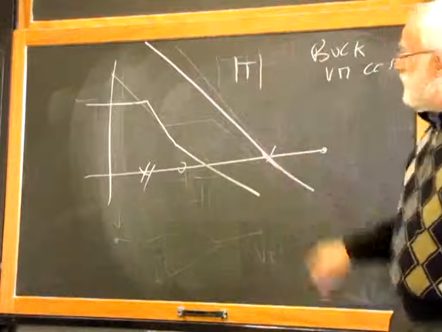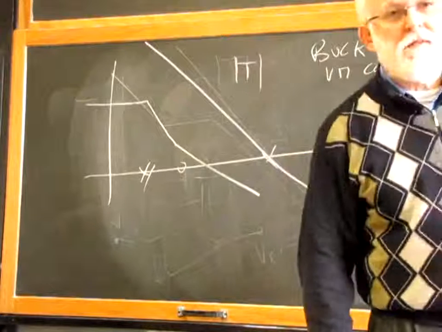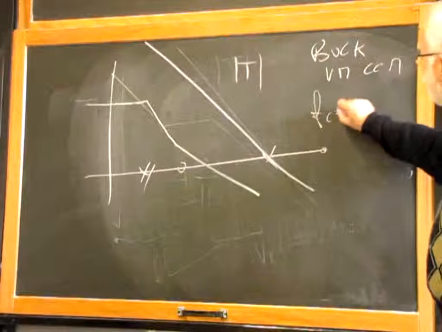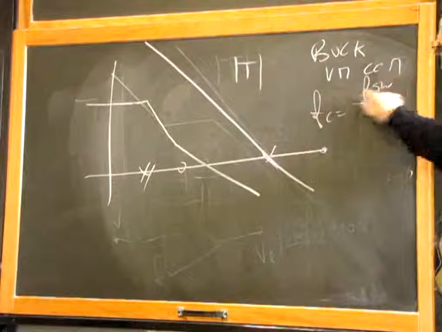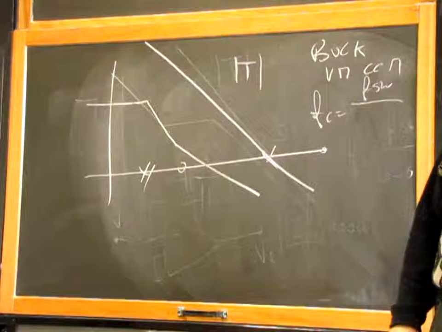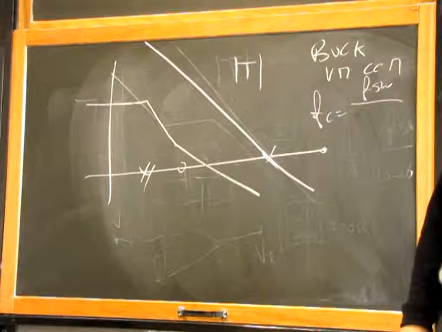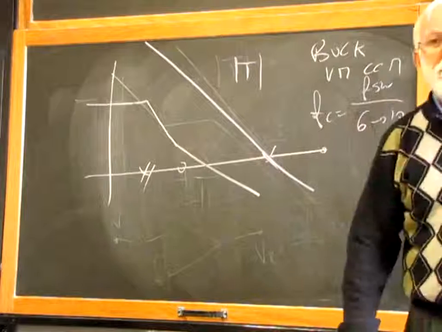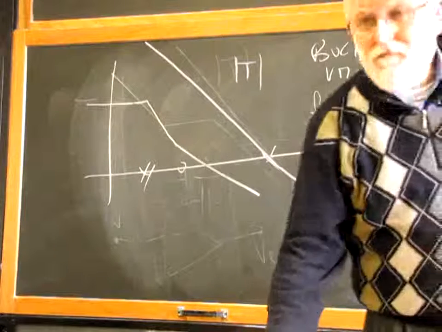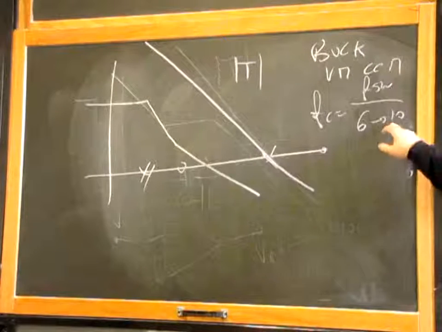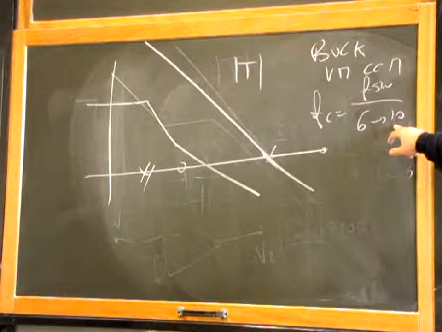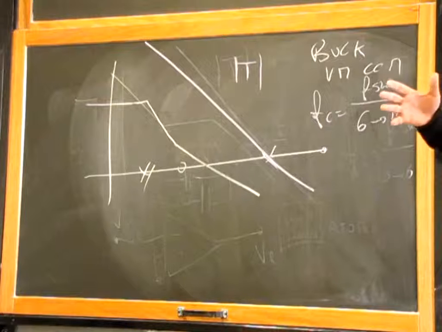And as usual, the only number I have to specify is the crossover frequency. FC equals switch frequency divided by 6 to 10 times. If you want to increase this number, divide it by 20, it's okay, you lose performances, your system becomes slower to respond.